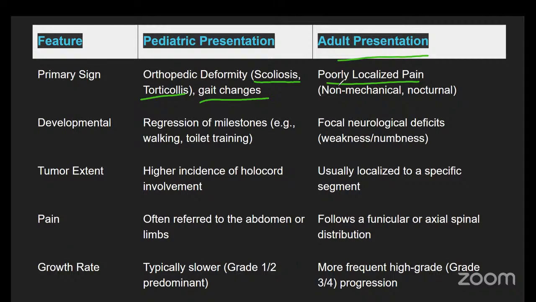With children, we see a regression of milestones as well. You can have regression of toilet training. You can have parents coming to you and complaining that the patient was walking initially, but now they have stopped walking, gone back to crawling, or their gait has changed. Or oftentimes, these patients might also present with multiple episodes of falls. So multiple falls can also be an initial presentation.